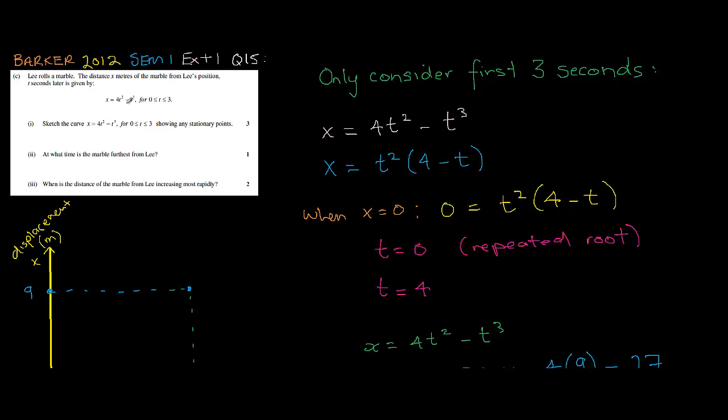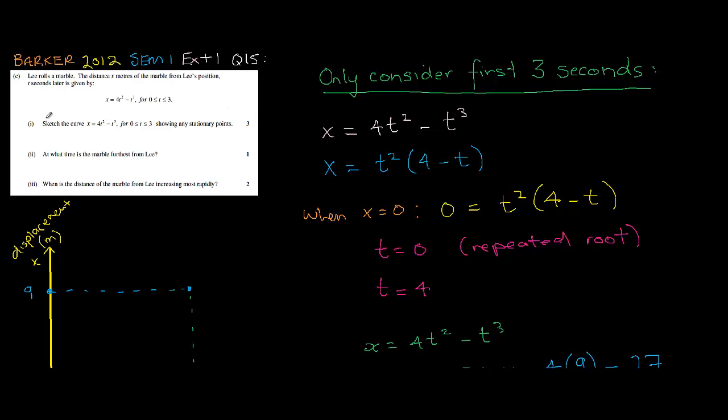So we've got this equation here, and x is how far the marble is away from Lee at any given point in time. So we put a time into the right-hand side, and we get a number out, and that's how far the marble is away from Lee. But you can see it says 0 is less than t, which is less than or equal to 3. What that means is we only consider the first 3 seconds, right? Lee rolls this little marble of ours, and we only want the first 3 seconds of action. Whatever happens after then, don't even think about it.